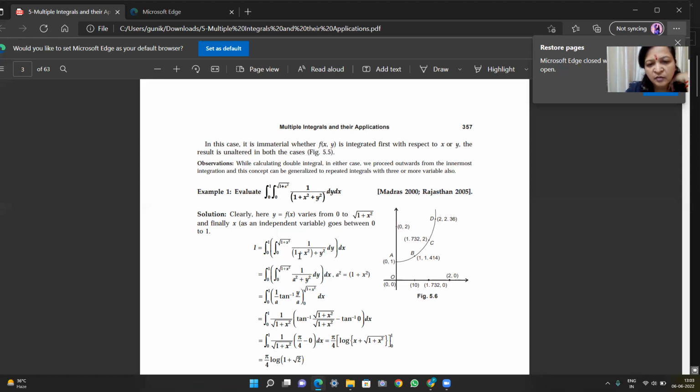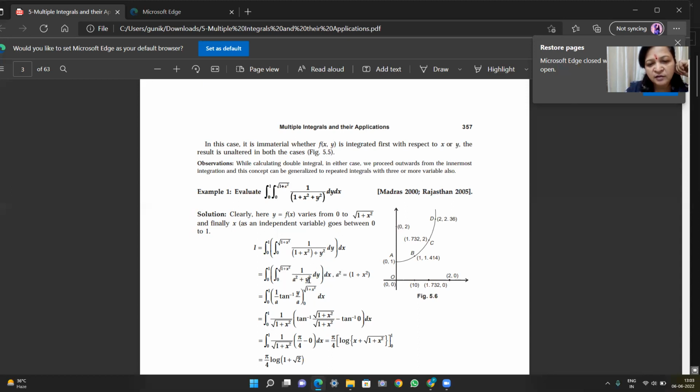And here from the integral we can see that we have to first integrate with respect to y keeping x as constant. तो इसको हमने ये सेपरेट कर लिया. Integral 0 to under root of 1 plus x square, 1 upon 1 plus x square plus y square dy and dx. पहले इस अंदर वाले पार्ट को हम इंटीग्रेट करेंगे और यहाँ पर 1 plus x square equal to a square पुट कर लिया.